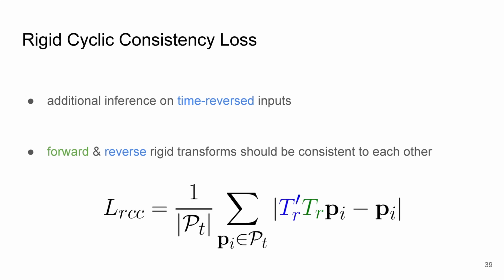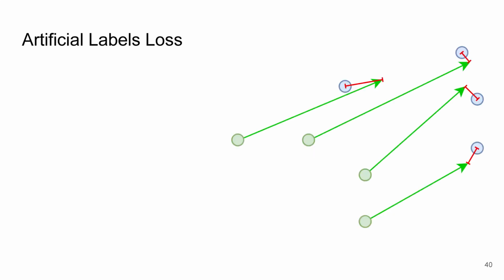This loss component takes care of that by applying to every point the forward and then reversed ego motion prediction and minimizing the distance to the starting position. The third and most important loss is the artificial labels loss.